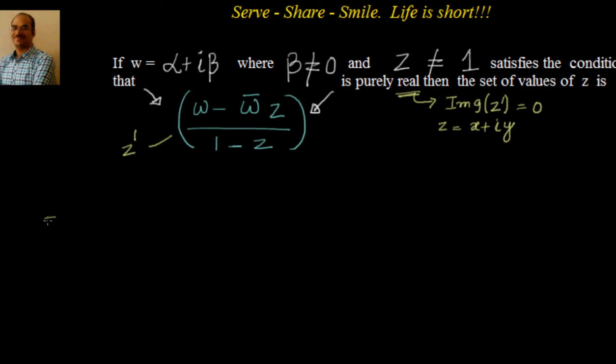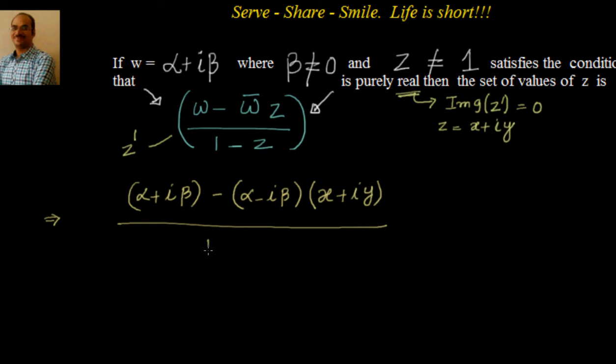First we'll write down what this particular complex number looks like. When you try to simplify this, W is alpha plus i beta minus conjugate of W, which is alpha minus i beta, multiplied with Z, which is equal to x plus iy, as we said, divided by 1 minus Z, which is equal to 1 minus (x plus iy). Now, what I will try to do in the next step is separate the real part and the imaginary part from this expression.